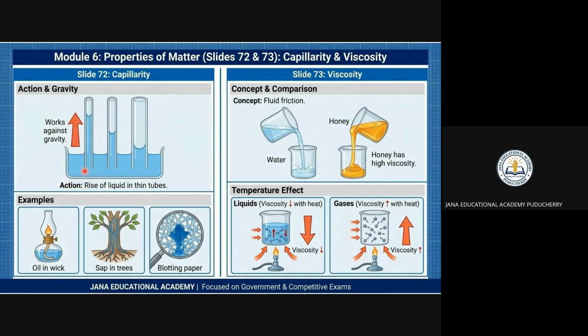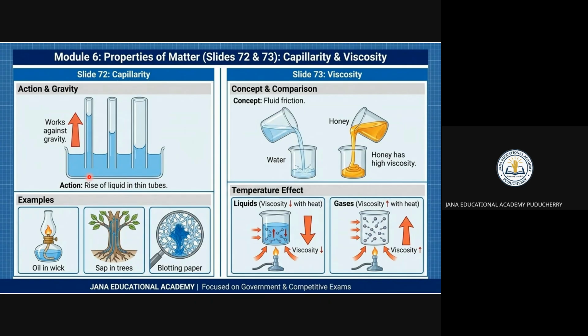So what do you have to remember? The cohesive force is nothing but the liquid to liquid attraction. The adhesive force is nothing but the liquid to solid attraction, or liquid to tube wall attraction, right? So if adhesive force is more, the liquid is going to rise up. If the cohesive force is more, the liquid is going to fall down, right? So I have to keep that in mind.